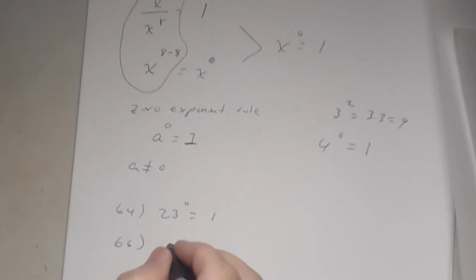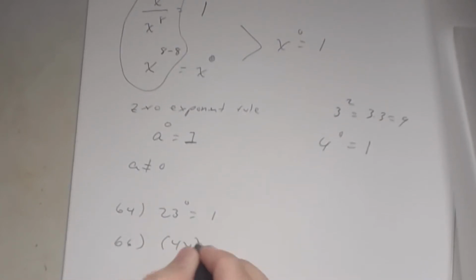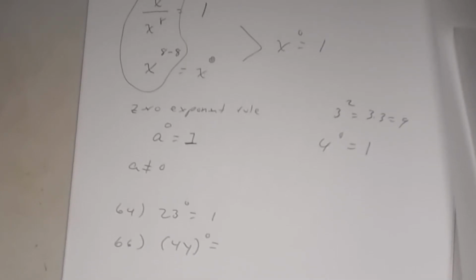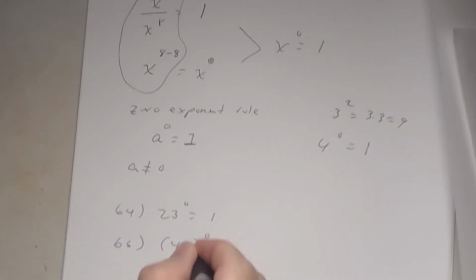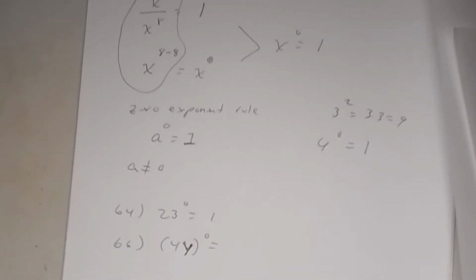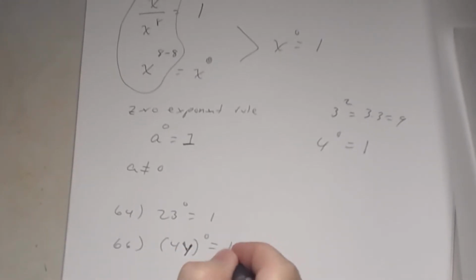All right, 66. Look what this looks like. Don't make it difficult. What's that equal to? 1. 1 as well. Because what's being raised to the 0 power? No, that's not 4 times 4. It looks like 4 times 4, but it's 4y. So 4y raised to the 0 power is equal to what? 1.